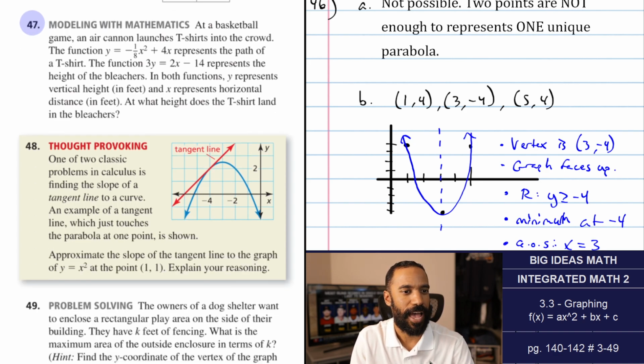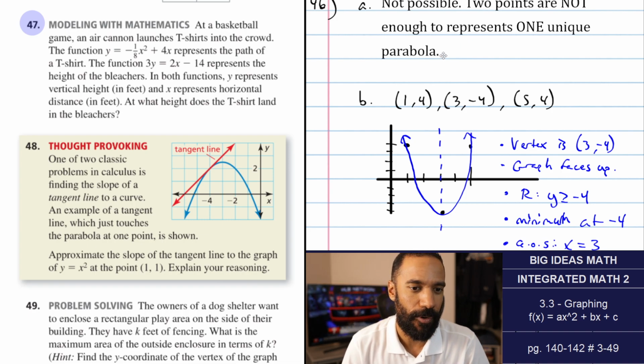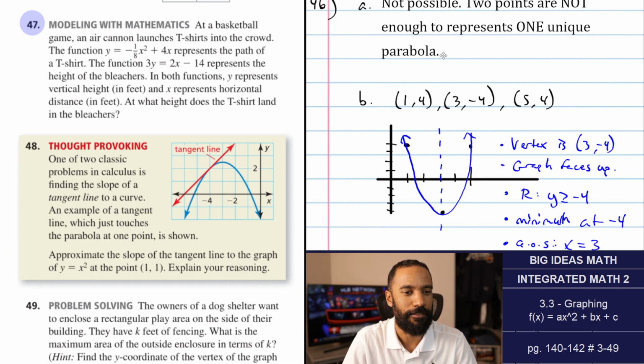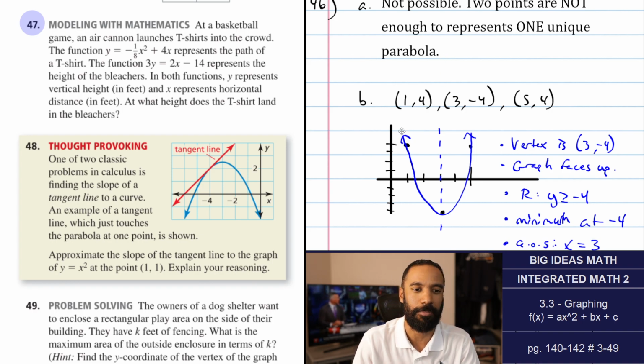Modeling with mathematics. At a basketball game, an air cannon launches t-shirts into the crowd. The function y equals negative 1/8 x squared plus 4x represents the path of a t-shirt. The function 3y equals 2x minus 14 represents the height of the bleachers. In both functions, y represents vertical height in feet, and x represents horizontal distance in feet. At what height does the t-shirt land in the bleachers?